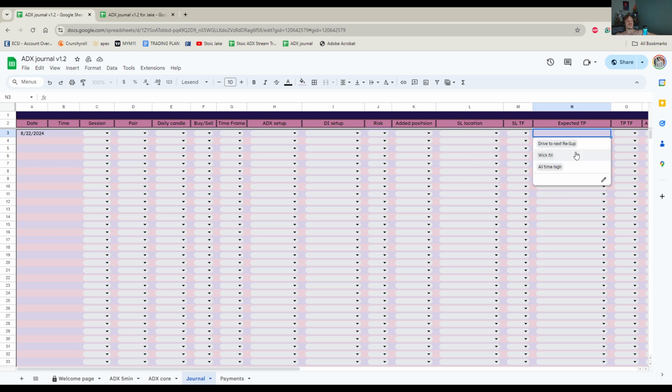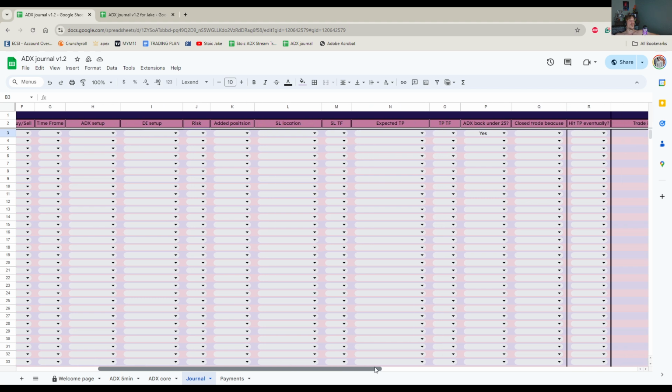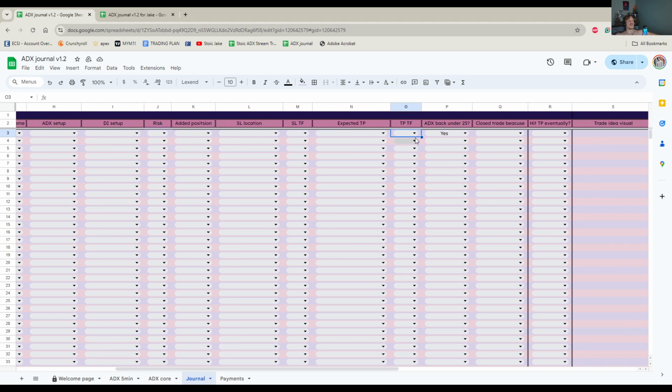The expected TP is really subjective as well. I don't really expect any type of TP, but I put it here for people to use. I usually just do drive to next setup. The expected TP could be to hit 1-to-1 or whatever, but I'm always cutting, so I just choose drive to next setup because I'm just looking for the next one after I get out. The TP time frame would be the same thing.